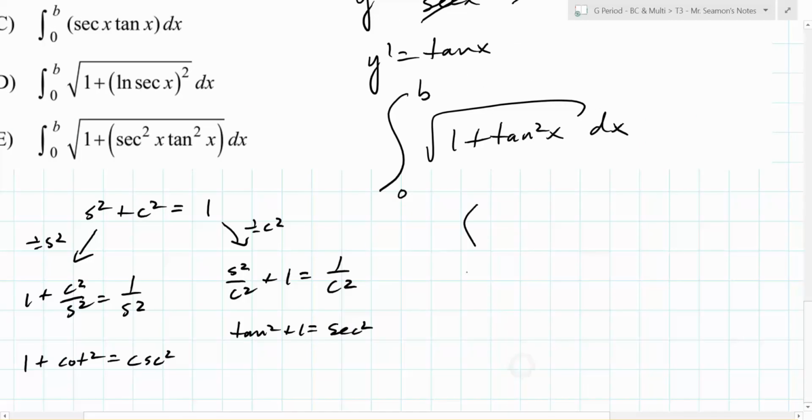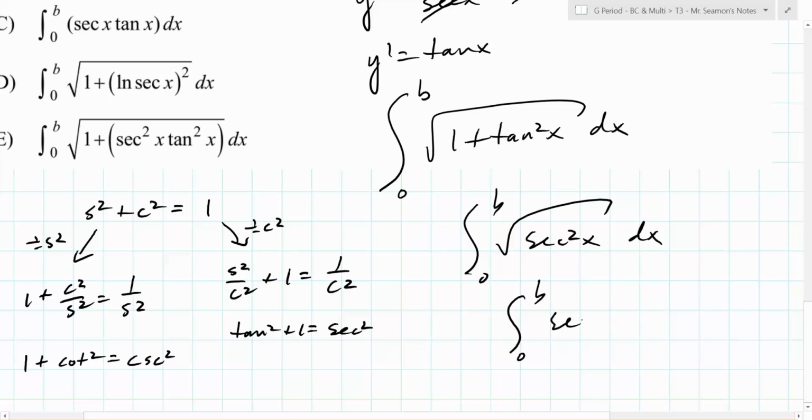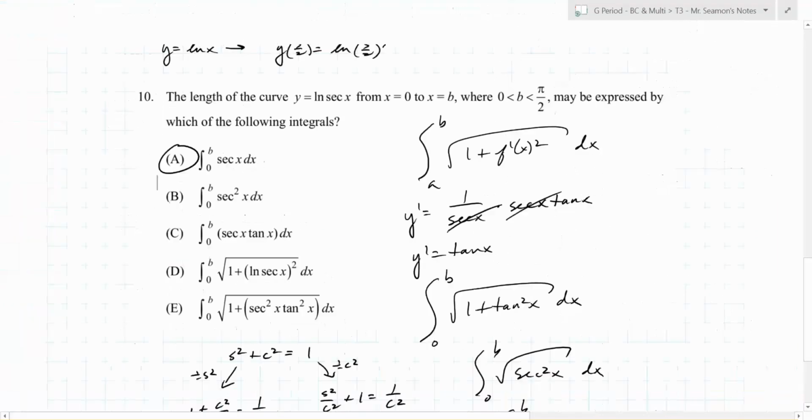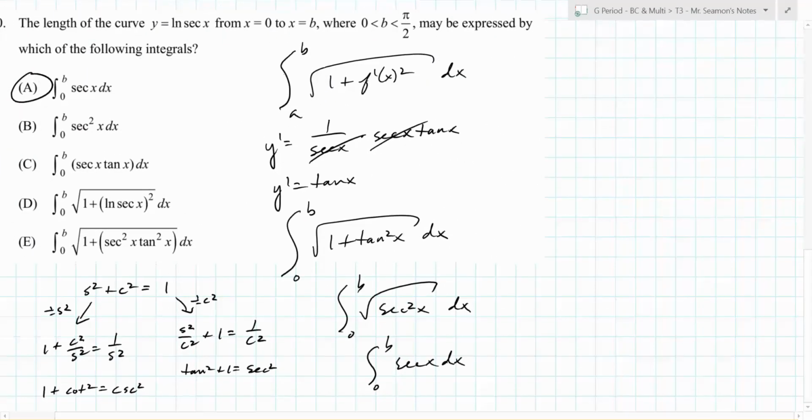So what does this mean? You have 0 to b of the square root of secant squared x dx. So you get 0 to b of secant x dx. And is that one of them? It is. You must remember your trig.